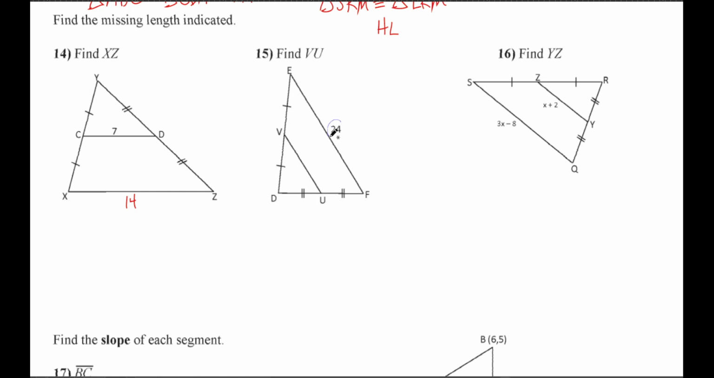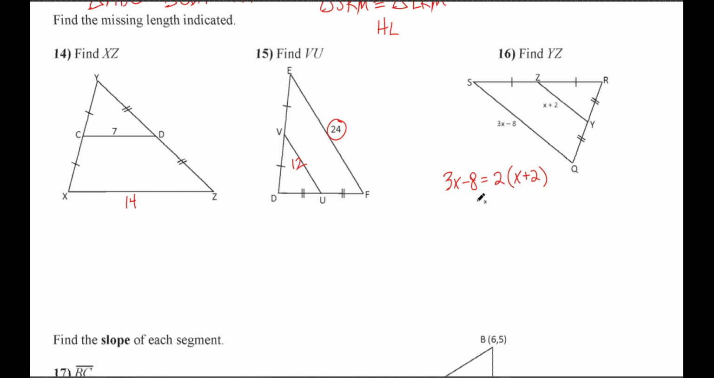Same thing here. If this is 24, what's VU? It's 12. Super easy. Okay? This one's a little more difficult, but we could write it like this. We could say that 3x minus 8, this one is how much more of this one? 2 times. That's right. So it's 2 times x plus 2. And now you can do the math, solve for x, and plug it back in.